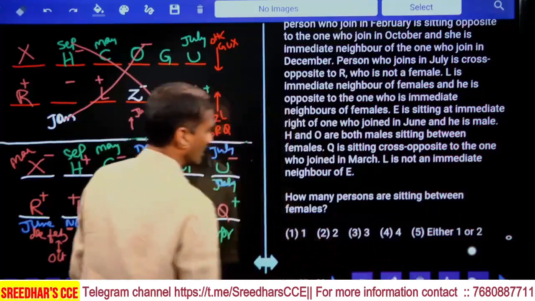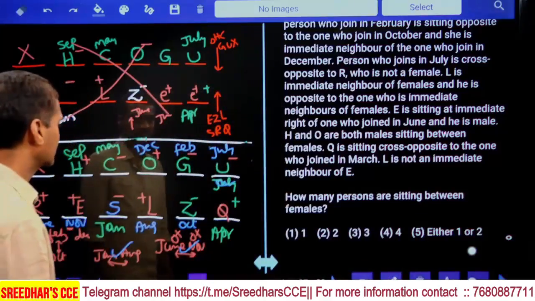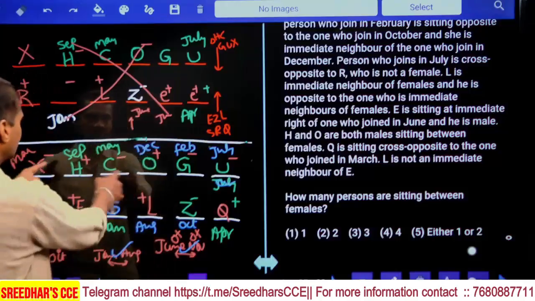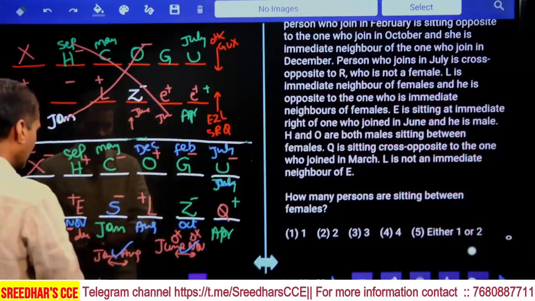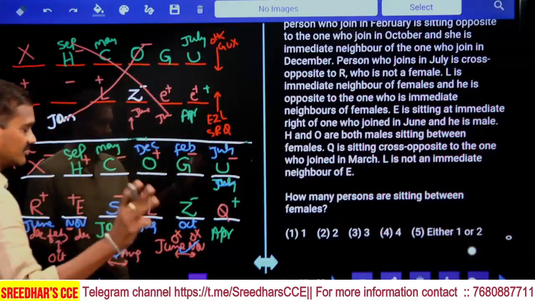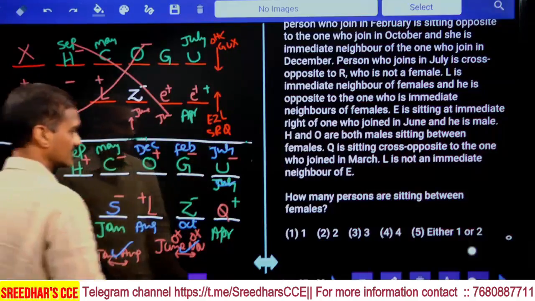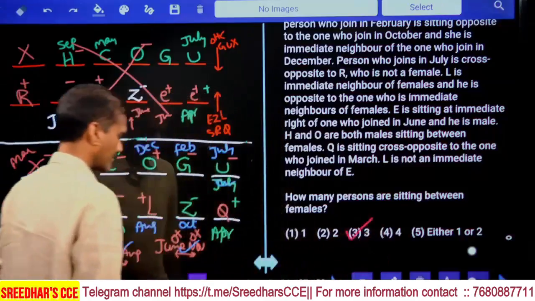Then coming to 21. How many persons are sitting between females? How many persons are sitting between females? H is sitting between females, O is sitting between females, and next one, L is sitting between females. There are 3 persons who are seated between females, hence 21 it is choice 3.